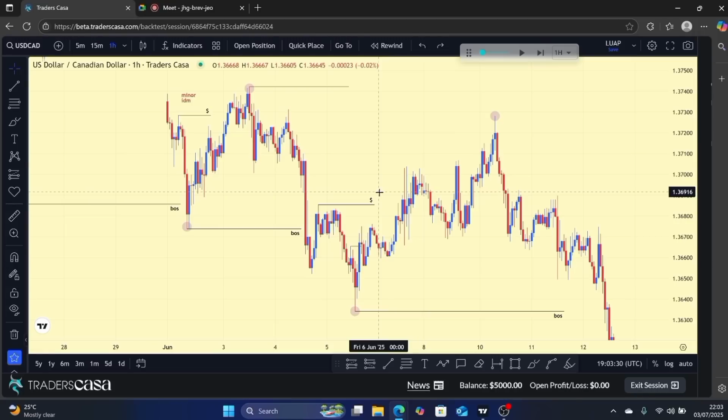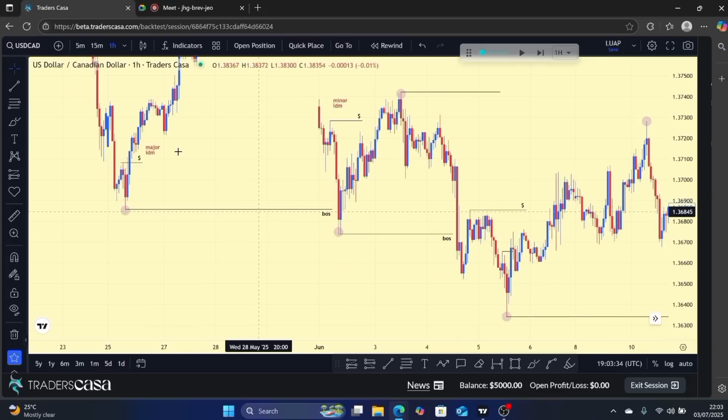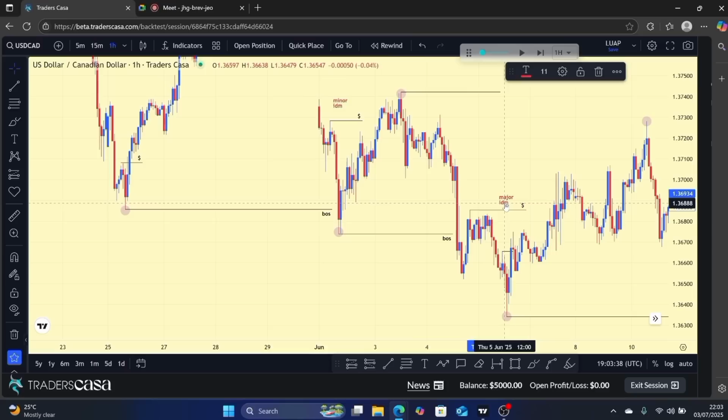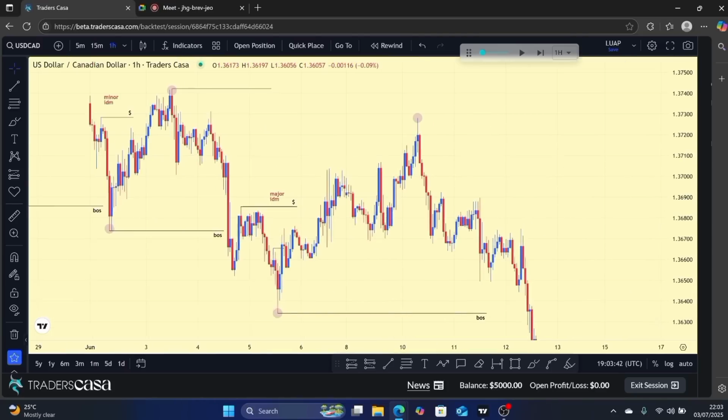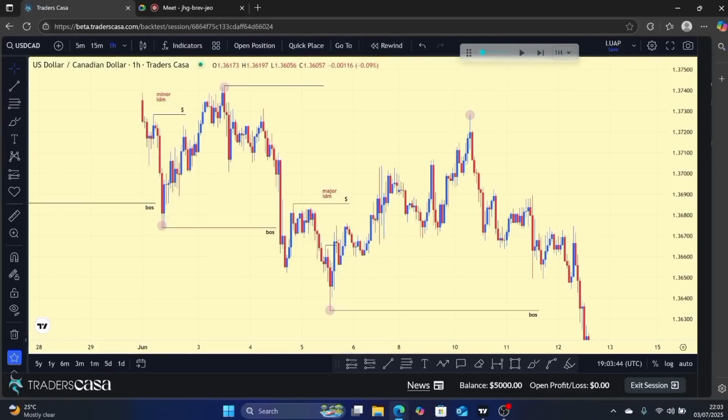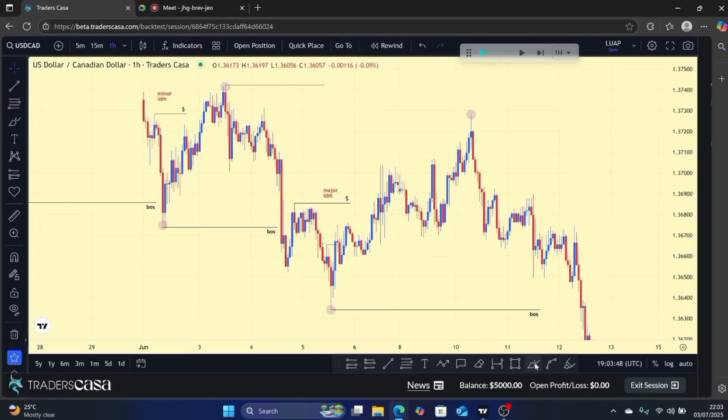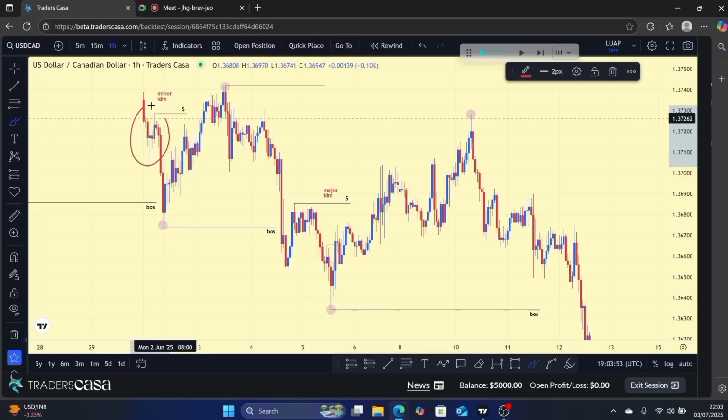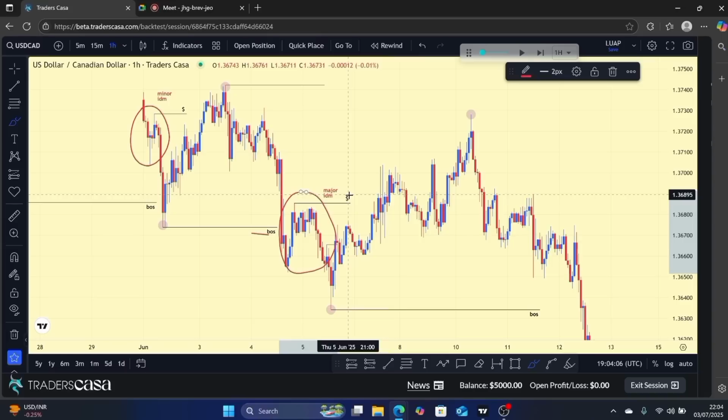And in this case, you will notice that this is different. For this one here, you can clearly see that it occurred before the break of structure, but this one here was created after price had broken the structure. So this now is actually the difference between the minor inducement and the major inducement.